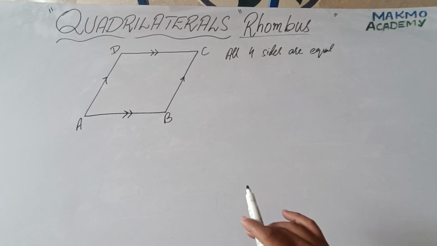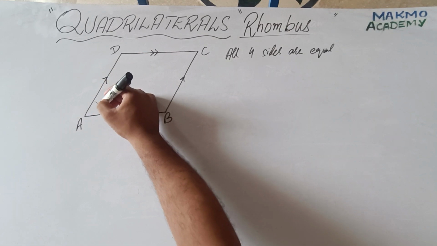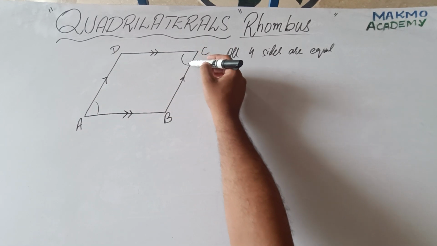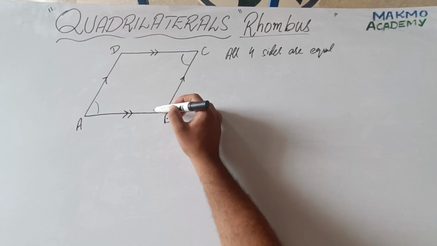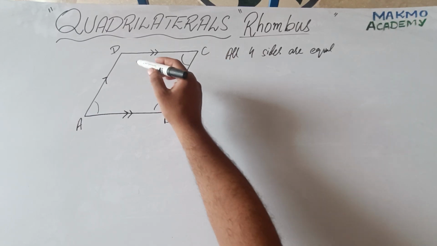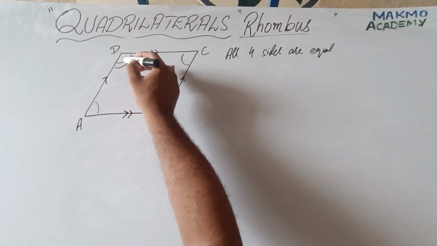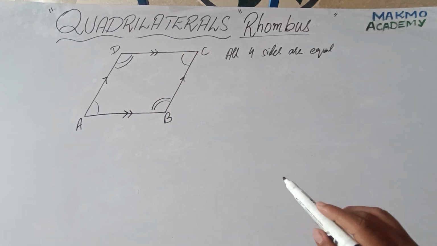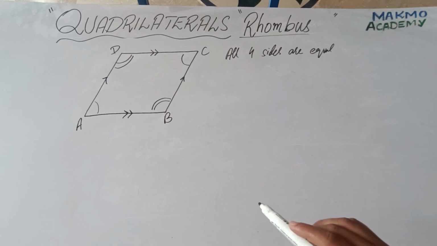Then all opposite interior angles are equal. That means angle BAD is equal to angle BCD. Opposite angles are equal, and angle ABC is equal to angle ADC. So these two with the double angle mark, these two angles are equal. These two angles are equal. Opposite angles are equal in size.